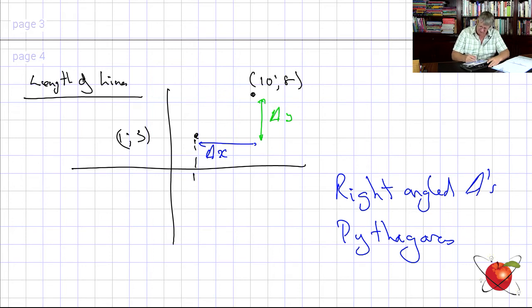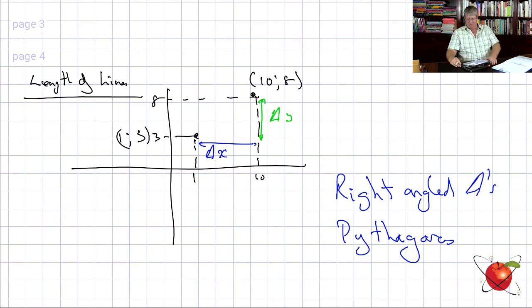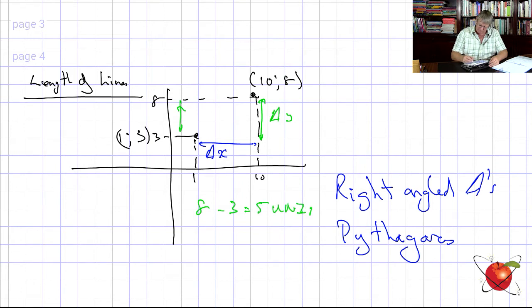If we go down here, that's 1. And if I go down vertically there, that is 10. If we go across here horizontally, that's 3. And that is 8, isn't it? So what is the length of the line? The length of the green line, the height, is 8 minus 3, which is equal to 5 units. And the blue? Well, the blue is 10 minus 1, which is equal to 9 units. You're used to doing this when working out the gradient.